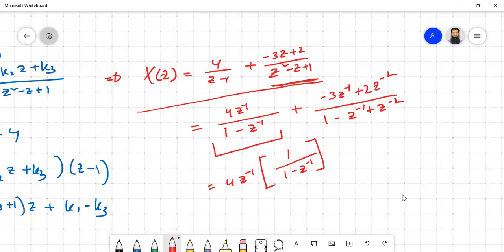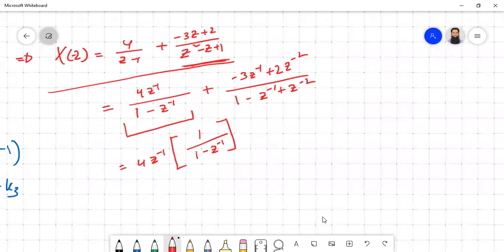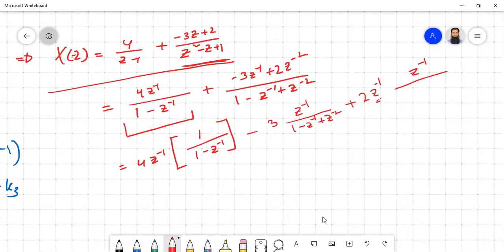Now about the second one, how can we approach it? There are 2 ways. The first method I'm leaving with you; look it up in the book. The second method, we can write it this way: minus 3 z inverse over 1 minus z inverse plus z to the power minus 2, plus 2 into z inverse, so you're just making it a delay, over 1 minus z inverse plus z to the power minus 2.